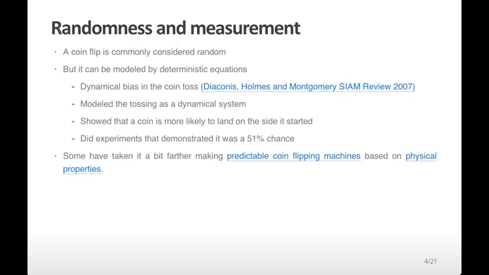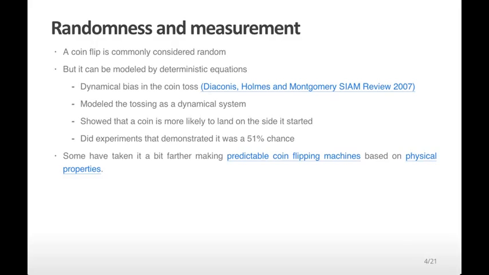As an example of this, we're going to talk about the coin flip. The coin flip is commonly used as the highlighted example of randomness, but it can be modeled by deterministic equations. In this paper, Diaconis and his colleagues model a dynamical bias in the coin toss. They modeled the spinning of the coin as a dynamical system as it flies through the air, and they showed that a coin is more likely to land on the side that it started. Then they did experiments with extensive numbers of coin flips and demonstrated that there was actually a 51% chance that a coin flipped from a particular position will land in that same position.